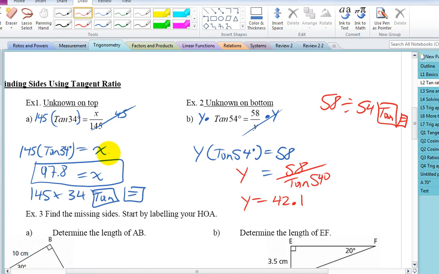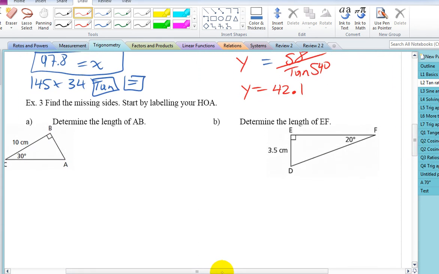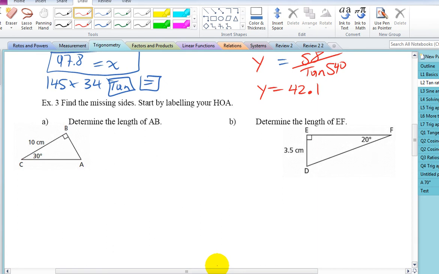So let's start with the full meal deal. You have to find the side length of AB. Okay. So label your HOA. Go. So you can start by saying tan 30 degrees equals, now we can call that O, we can call that X, you can call that AB. What would you like to call it? Evan? O, sure, call it O then. I don't really care. So O over, what's the other number? 10. Okay, solve for O.